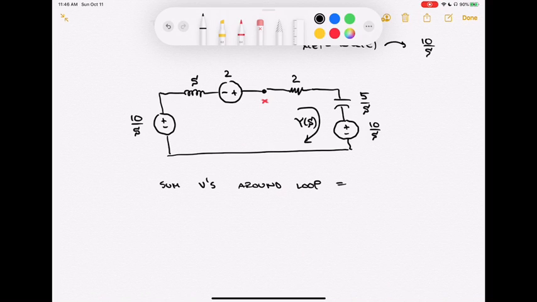have to be equal to zero. They have to sum up to zero. This is Kirchhoff's voltage law, right? And we're just doing it in a transform domain circuit. So what are the voltages here?